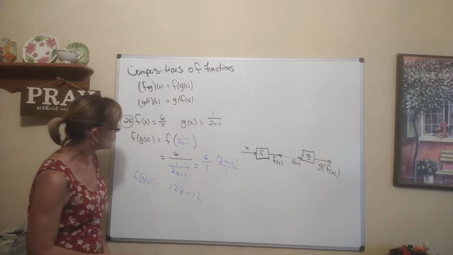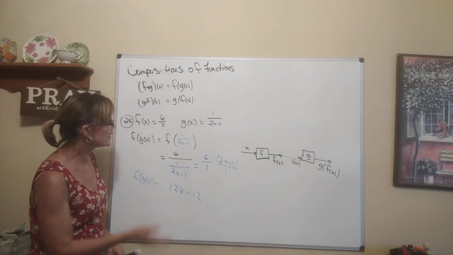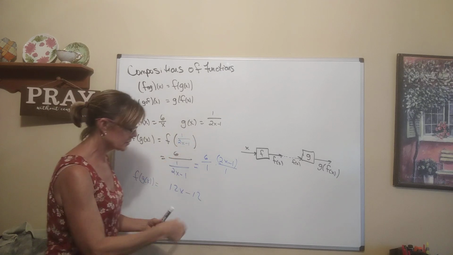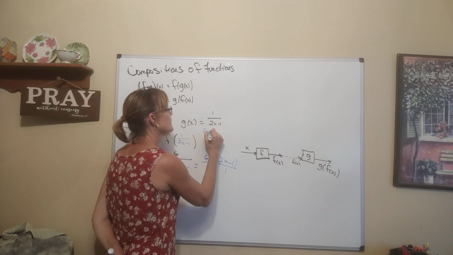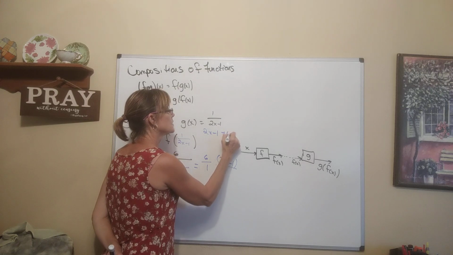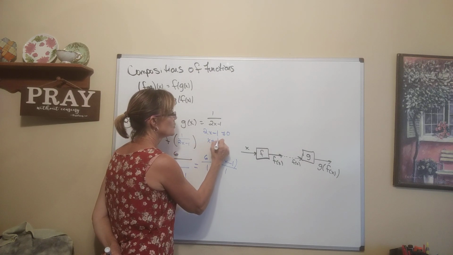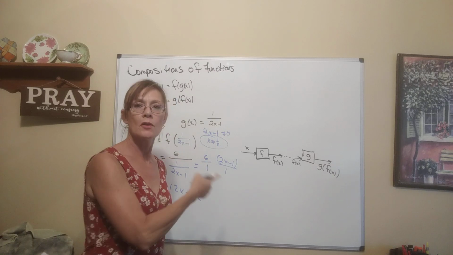So what is the domain of this? You can't divide by 0, so right here, 2x minus 1 cannot equal 0. So 2x equals 1. X is not allowed to equal 1/2. This is a restriction we have going into this thing.